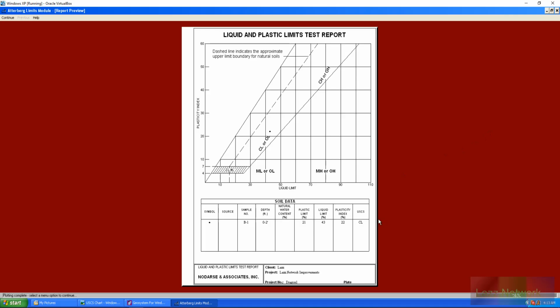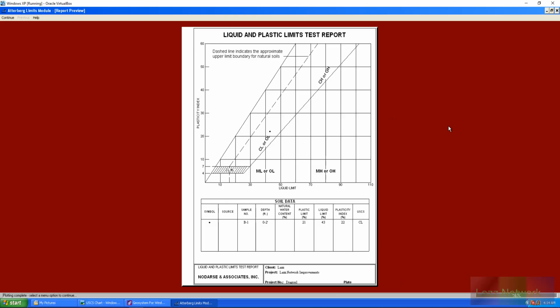As we can see here, it's classified as a CL because we got our plastic limit and then our liquid limit and then our plastic index, which is our liquid limit minus our plastic limit, which gives us 22. That's 43 minus 21 gives us 22. So we have our liquid limit here, and our plastic index is over here, so it's considered a CL or OL depending on whether it's organic or not, which this material wasn't organic. So it plots here, which makes it a CL.